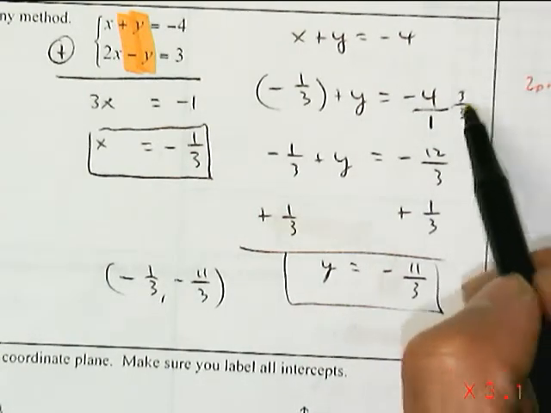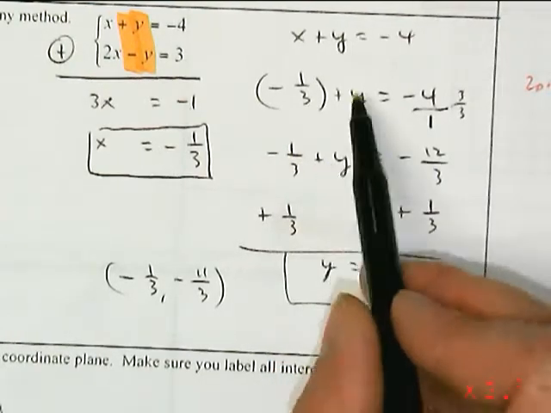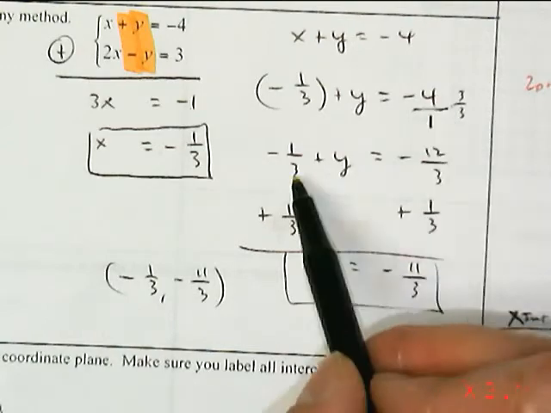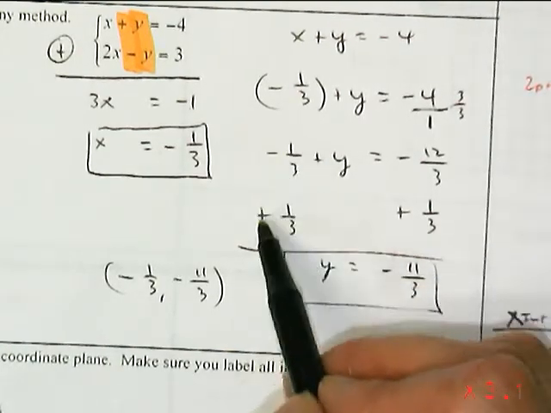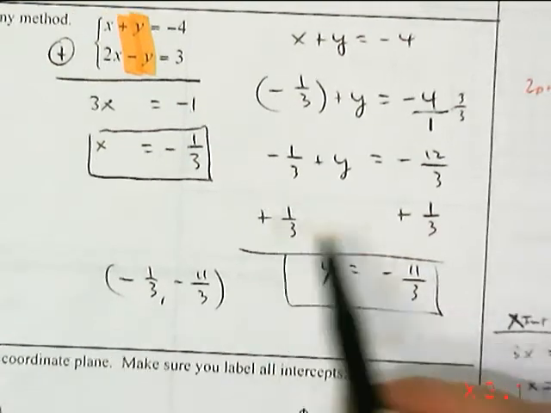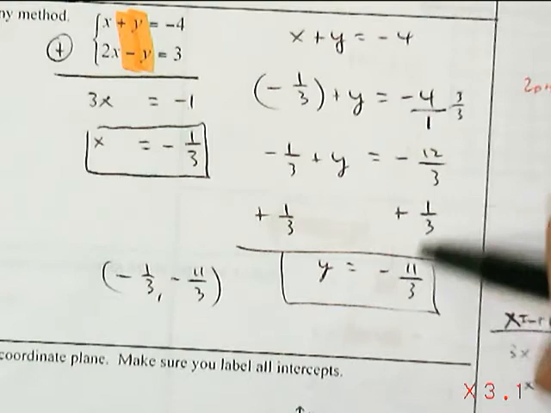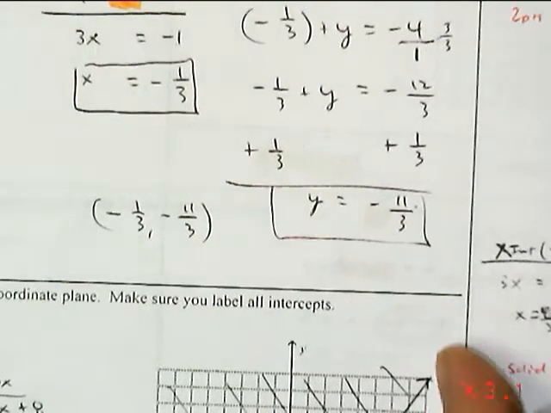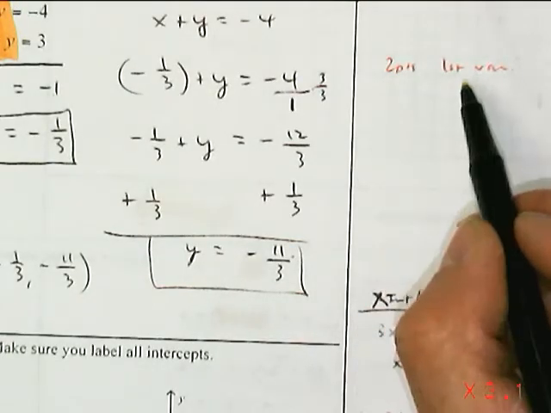I want the lowest common denominator, which is 3. So I get negative 12/3. Negative 1/3 plus y equals negative 12 over 3, right? That's the same as negative 4. Remember here, this is the opposite, subtraction is addition. So you're adding 1/3 to both sides. You just need to look at the numerators. Negative 12, positive 1 gives you a negative 11. y equals negative 11 over 3. I gave you 2 points if you solved for one variable in that problem.